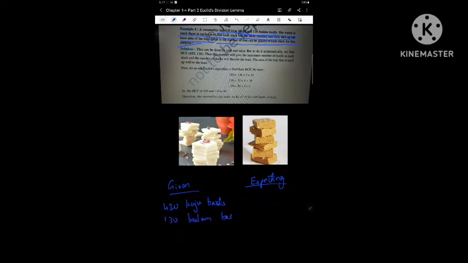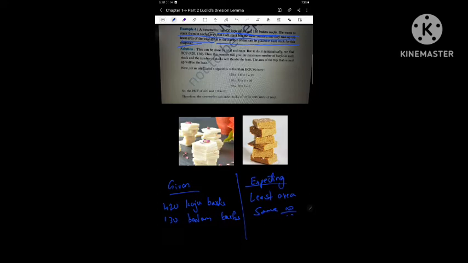Badam burfis. Next, what are they asking? She wants to stack them in such a way that each stack has the same number and they take up the least area of the tray. What is the number that can be placed in each stack for the purpose?